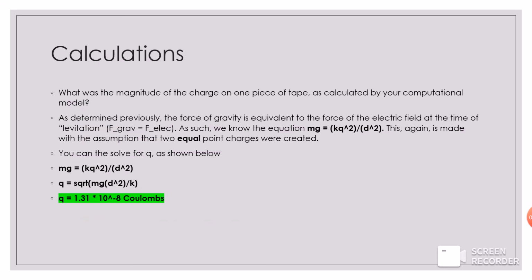Next up, we have calculations. This particular one was calculating the magnitude of the charge on one piece of tape. In here, we are solving for q, and we can find it using the equation mg equals k q squared divided by d squared. Again, this is made with the assumption that the two points were equal point charges. In this case, q ends up being about 1.31 times 10 to the negative 8th coulombs.